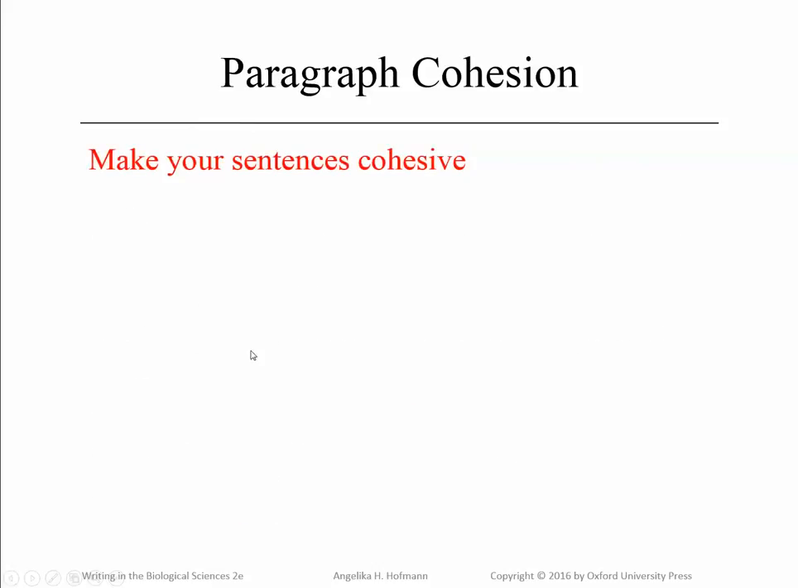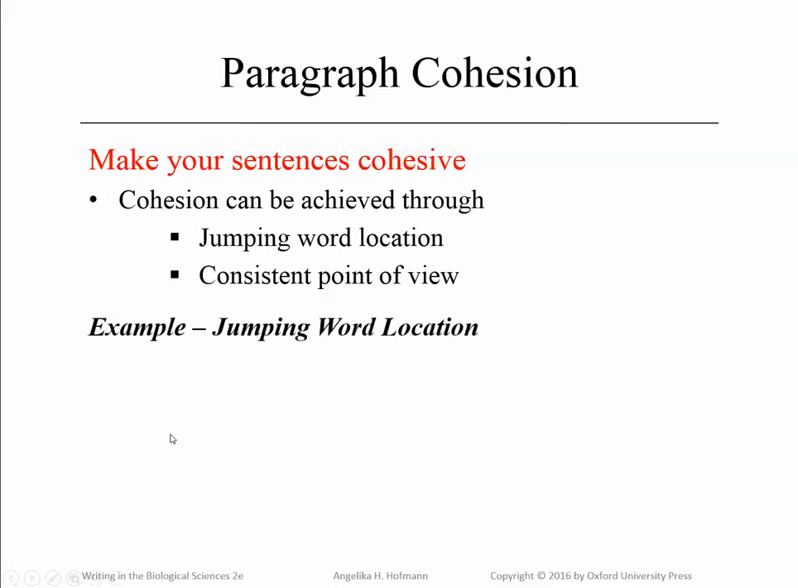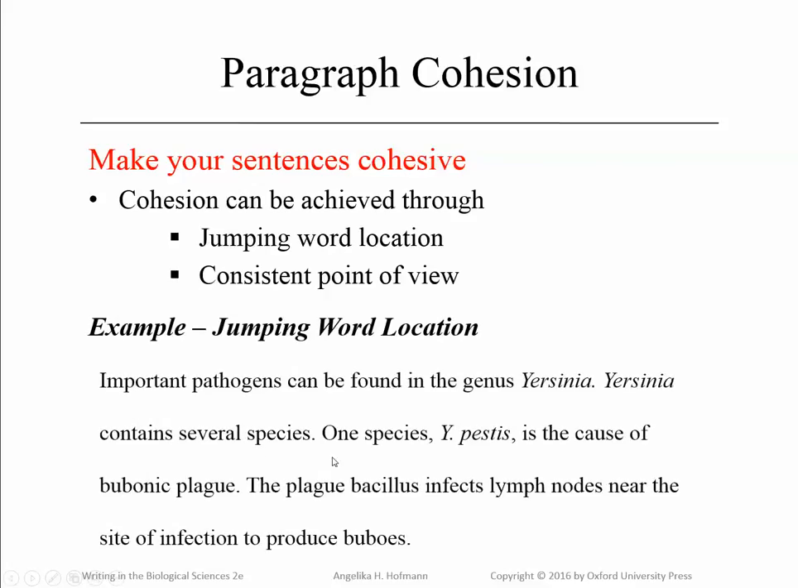We also want our sentences to be cohesive, and there's a couple of ways that we can achieve cohesion. One is what they call jumping word location. The other is what they call consistent point of view. So here's an example of jumping word location, which helps us follow and are led through the paragraph.